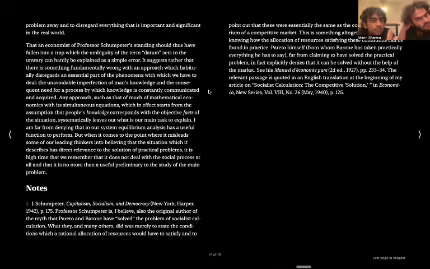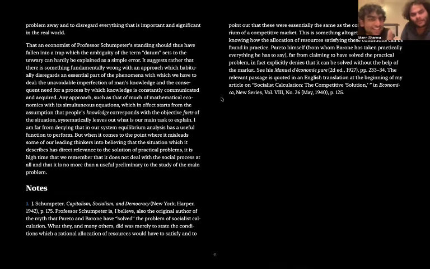That an economist of Professor Schumpeter's standing should thus have fallen into a trap, which the ambiguity of the term datum sets to the... I don't know what that is. Datum is just singular for data. Okay, okay. So data is a lot of data. Okay. I've not heard that.